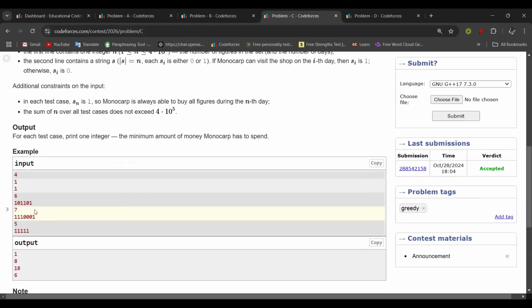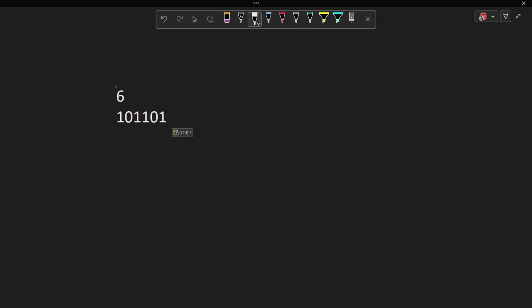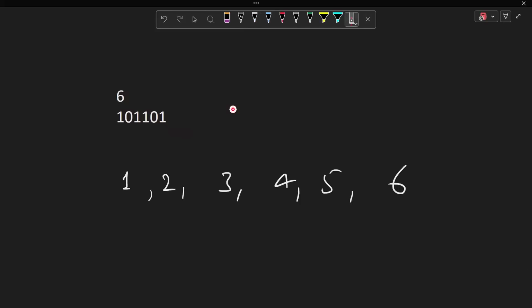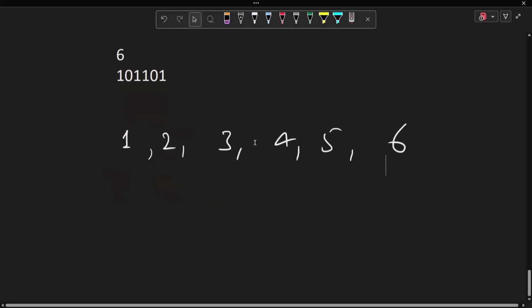Let's take this test case and understand. Here n is given as 6. That means there are 6 items, item number 1, 2, 3, 4, 5, and 6. Item number 1 costs 1 coin, item number 2 costs 2 coins, 3 costs 3 coins. That is what is there.